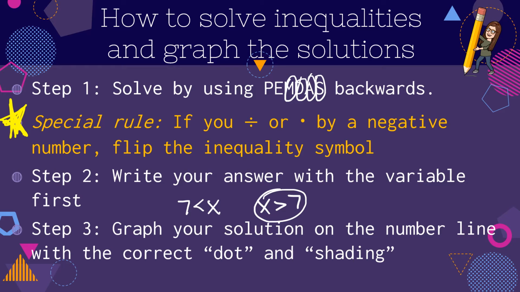Step 3, you're going to continue graphing these onto number lines. So don't forget, if it's or equals to, it needs a solid dot. If it's less than with the variable first, we go left. And if you need help with step 3, make sure you see the previous videos.